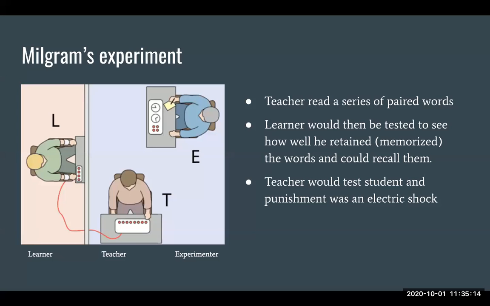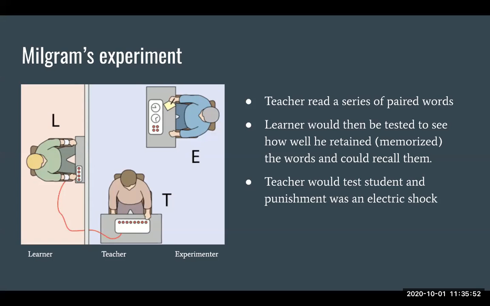So they would do this, but every time the learner would guess the wrong paired word, the teacher would administer a shock. Before they even got to this, how they set this up is that everyone went into the room of the learner. So the teacher, the actual participant, saw this person who they thought was a random participant, just like they were, get hooked up to a system that looked like it was going to administer shocks to them.